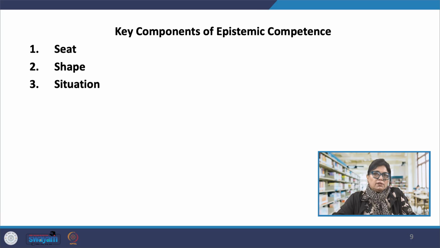If we talk of key components of epistemic competence, according to the framework of virtue epistemology, competence is structured by three S components. The first is seed, the innermost skills or dispositions, the ability to reason or speak a language. Shape, the internal condition of the agent, being awake, alert, and focused. Then situation, the external environment, that is, having access to reliable data or clear light.